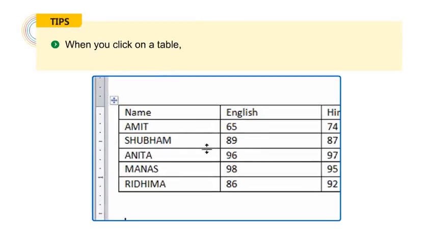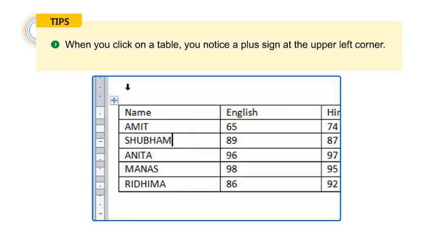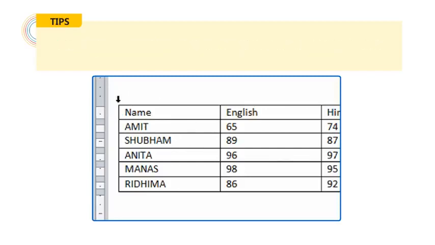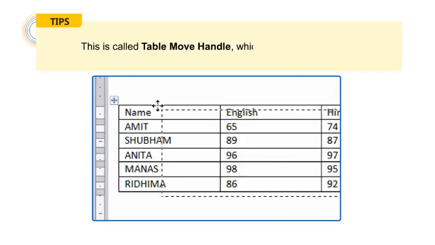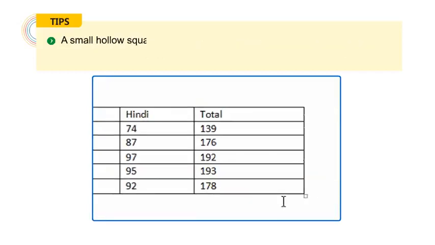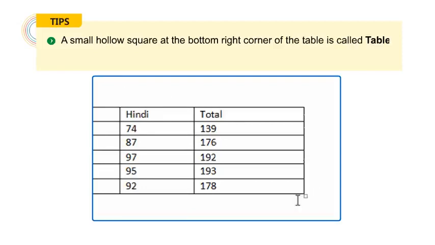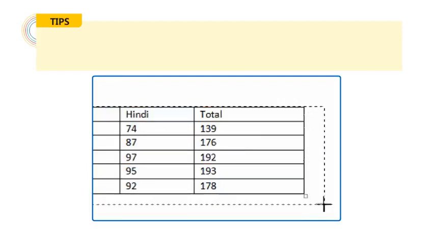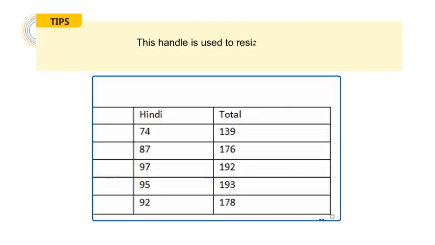When you click on a table, you notice a plus sign at the upper left corner. This is called the Table Move Handle, which is used to move a table. A small hollow square at the bottom right corner of the table is called the Table Resize Handle. This handle is used to resize a table.